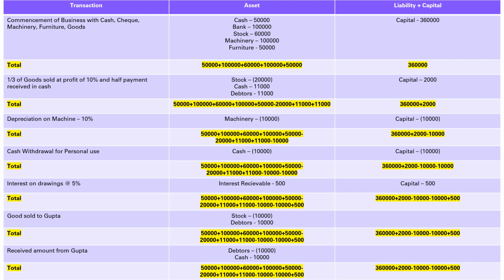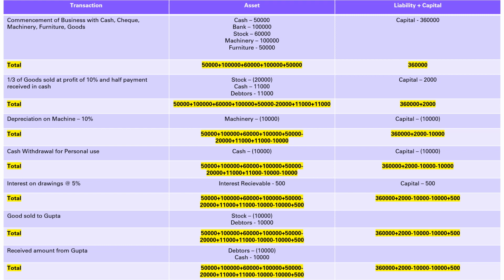Third is recording of depreciation of 10% on machine. So before we record, we will compute the value of depreciation. Since it is 10% of machinery value, the value that we get will be 10,000. Now to record this value, we will reduce machinery by 10,000 on asset side and capital by 10,000 on liability plus capital side. Fourth is cash withdrawn for personal use. So simply cash is reduced in asset side and on liability plus capital side, capital component is reduced by the same amount.